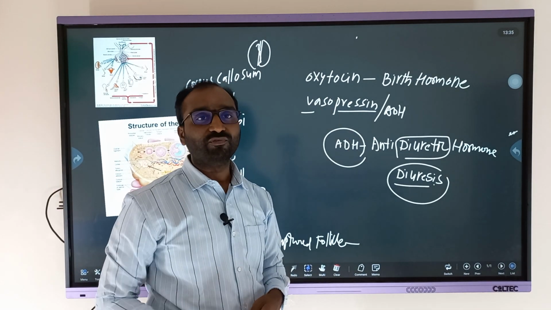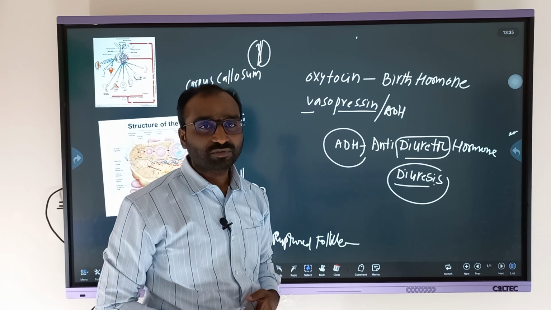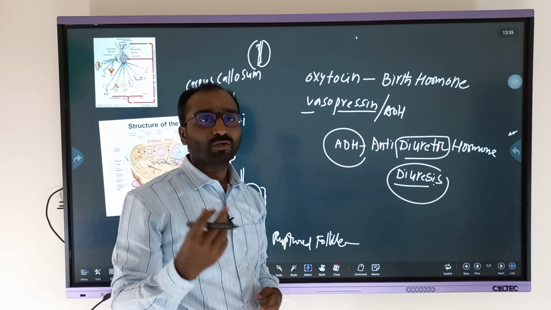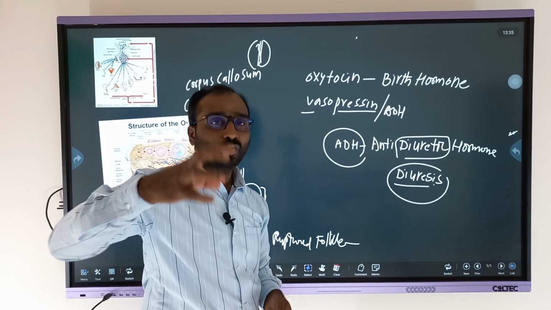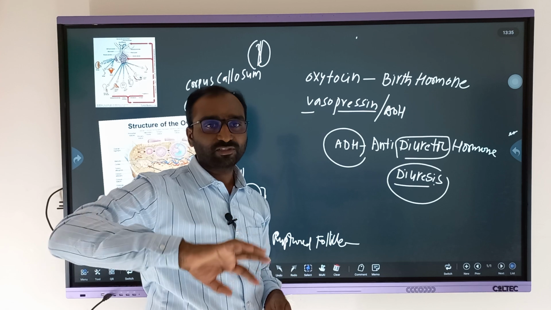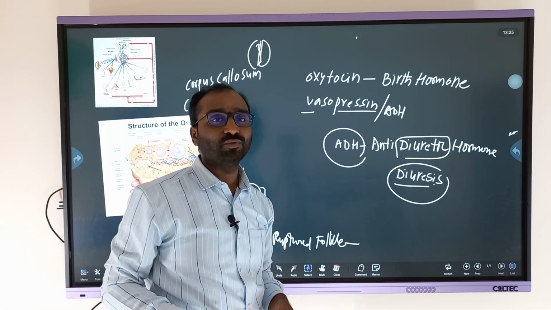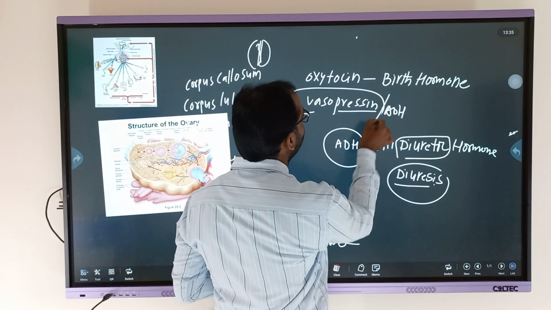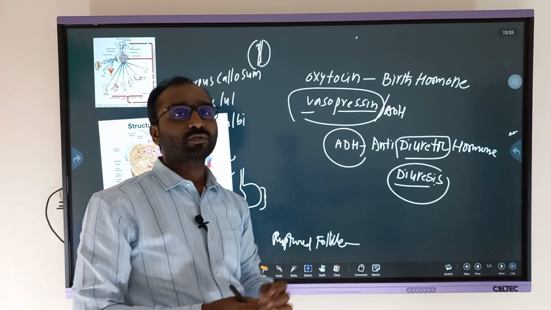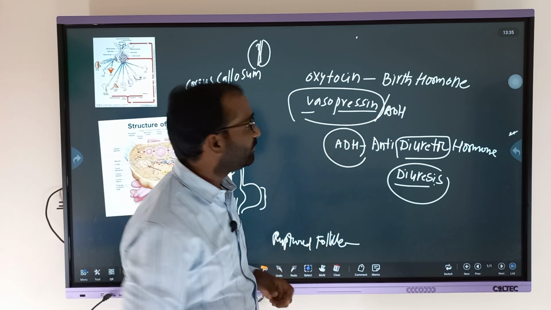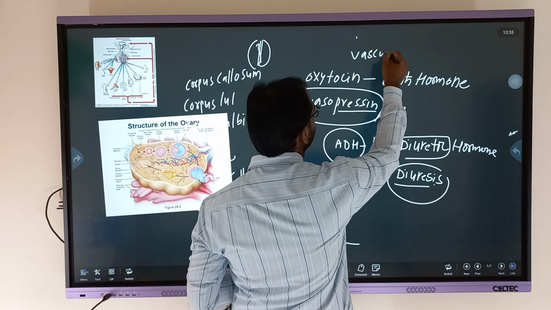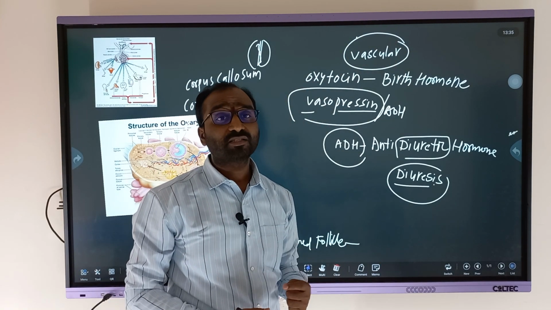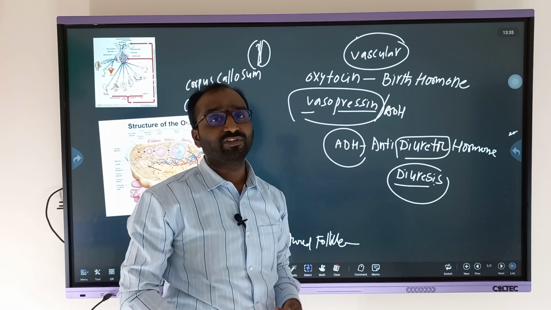This ADH stimulates the tubular regions of the nephron, the collecting tubule and distal convoluted tubule, to hold more water. Am I clear? Otherwise what happens? The water is lost along with the urine, hence it is called anti-diuretic hormone. And one more name is vasopressin. On what basis are you calling it vasopressin? The term vaso is nothing but vascular, which means vessel. V for vascular, V for vessel.